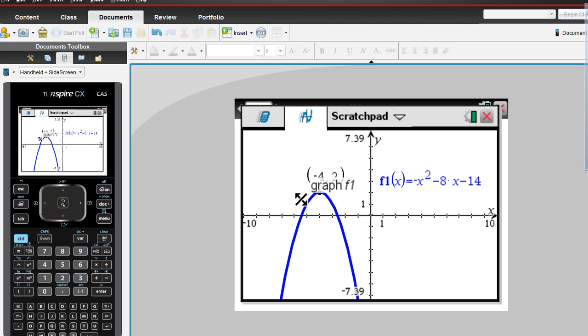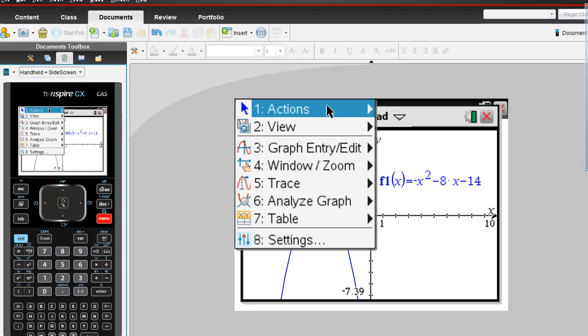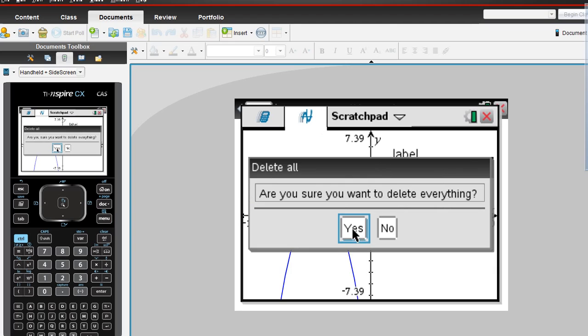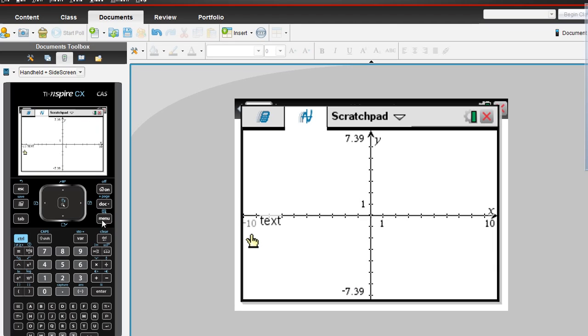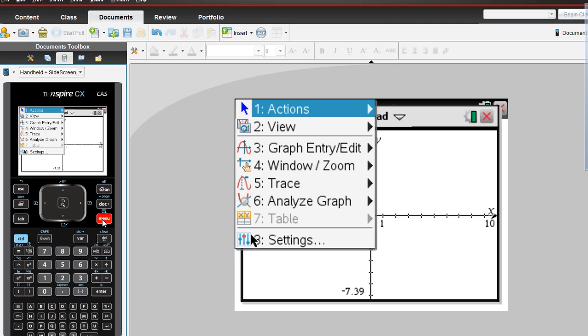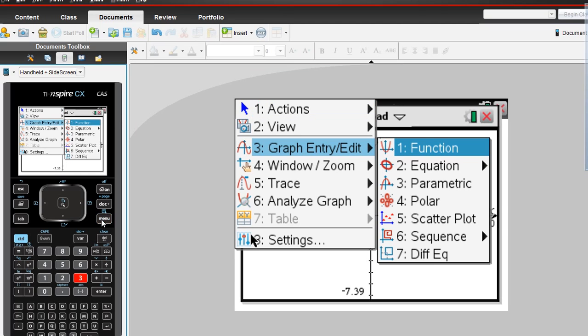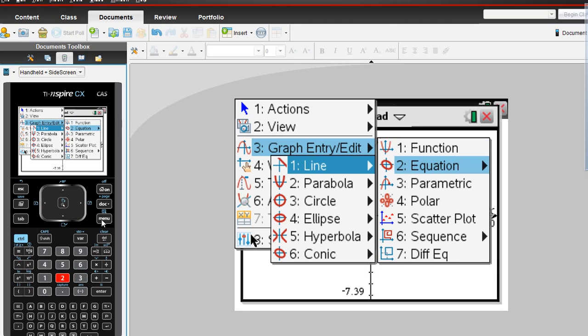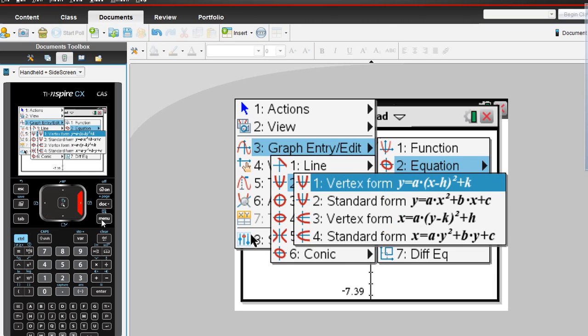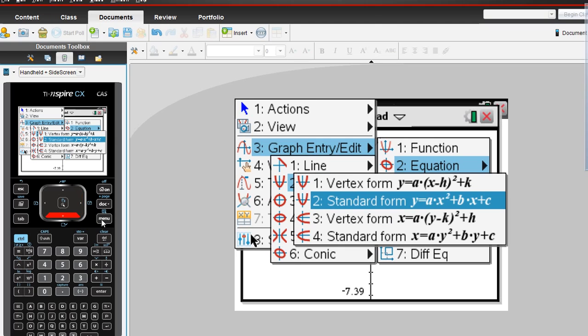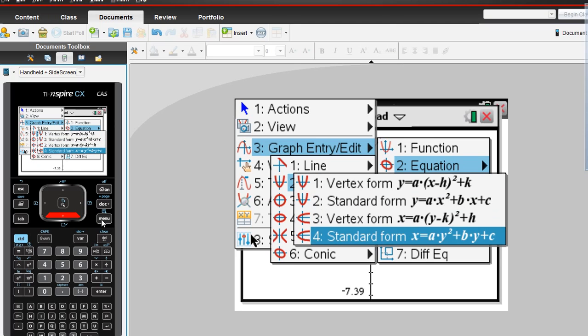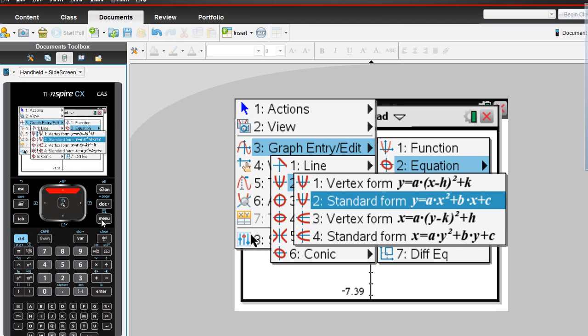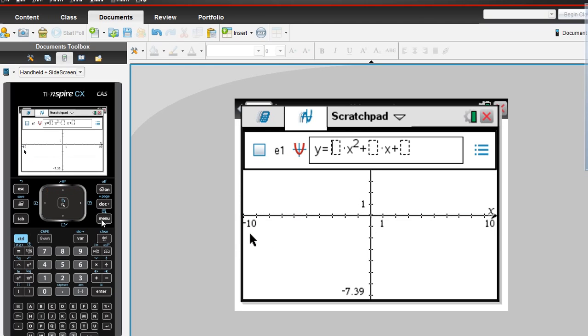So let me go back to my calculator. I'm going to go menu, actions, delete all, just clear everything out. Yes. And now I want to insert a new graph. So I'm going to go menu, and 3 is graph entry edit. And instead of putting in a function, I'm going to put in an equation. That's number 2. And it's the equation of a parabola. Then it asks what form: vertex form or standard form. I just want standard form, y equals ax squared plus bx plus c.